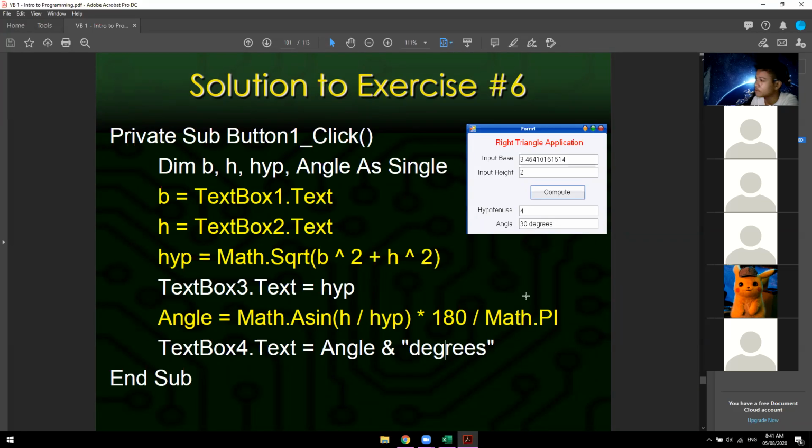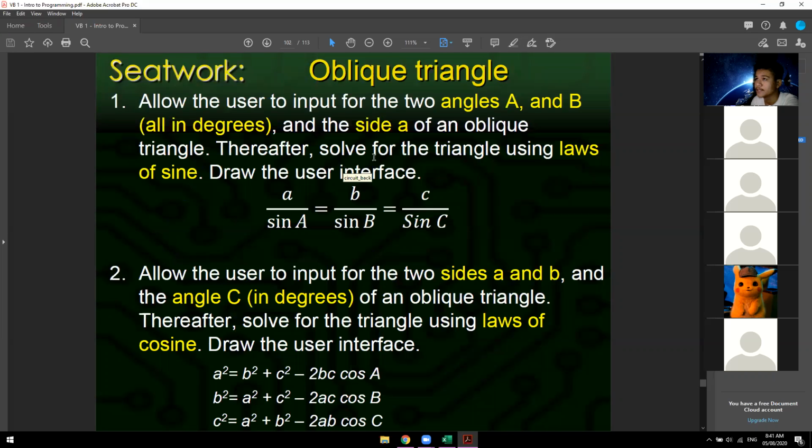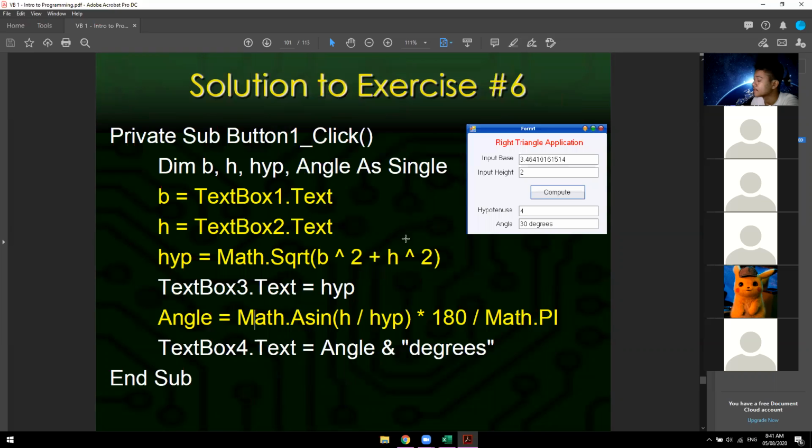Okay, so I hope this is clear, since exercise number 4 has already been done. We'll just add these 2 lines. Okay. Practice exercise lang po, sir. Yes? Ano yan? Practice exercise lang po. Practice exercise na lang ito, since kulang na tayo sa oras.